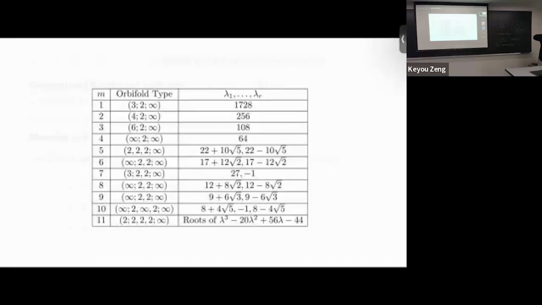Here is the complete list for all of the possible MNs for which you can fiber a Calabi-Yau threefold with MN polarized K3s. There's a bound. The bound is 11. Okay, and you go through and you have this complete list of possibilities of the orbifold types. And there they are. And there are the specific positions of the lambda 1 through lambda r.